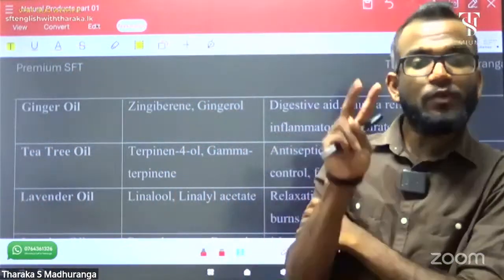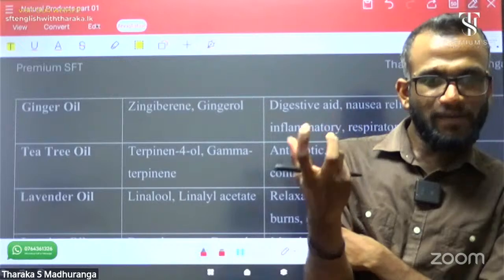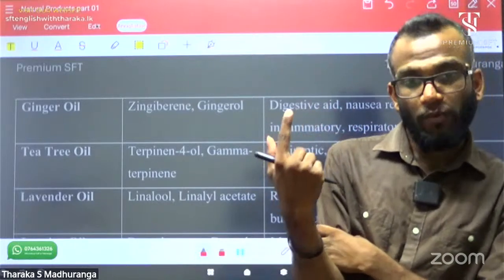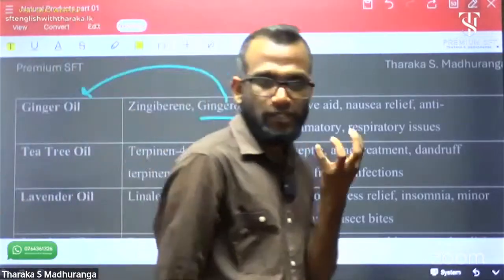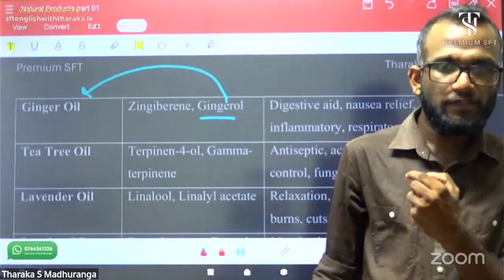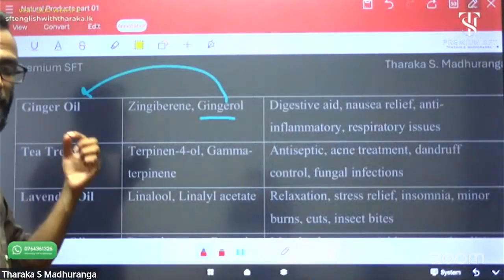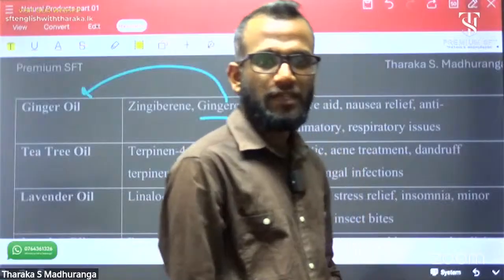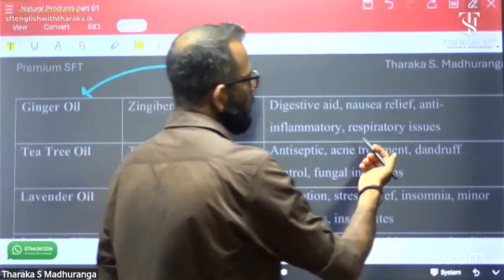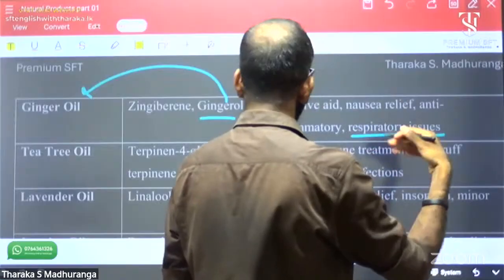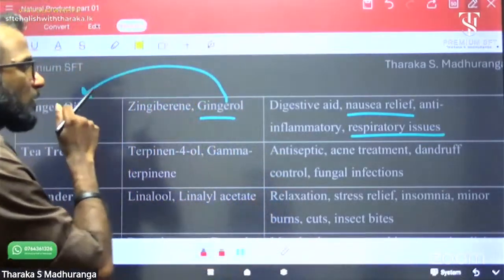Okay, ginger contains two compounds, gingerberrin and gingerol. Ginger oil contains gingerol and cinnamaldehyde. Cinnamaldehyde is from cinnamon. That's important for respiratory issues, health support, and it is anti-inflammatory.